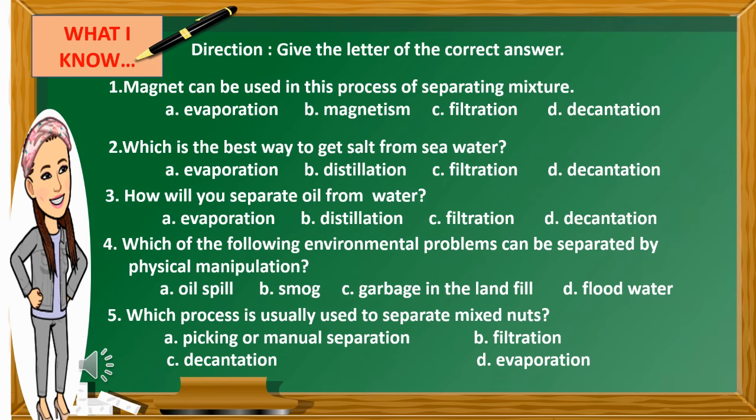Question number 4. Which of the following environmental problems can be separated by physical manipulation? A. Oil spill. B. Smoke. C. Garbage in the landfill. D. Flood water. Question number 5. Which process is usually used to separate mixed nuts? A. Picking or manual separation. B. Filtration. C. Decantation. D. Evaporation. Okay, go!